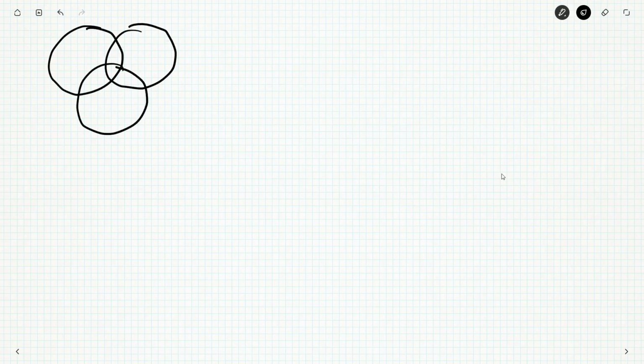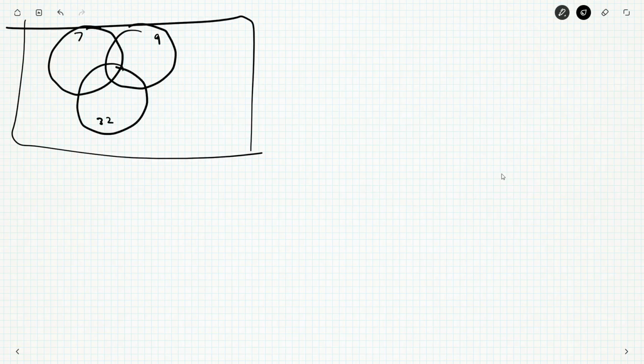So if we imagine a Venn diagram, the numbers in this circle are divisible by 7, these ones by 9, these ones by 32, and everything inside the box is one of the numbers we consider. Everything outside the circles is not divisible by any of them. We want to count this number. Well, to count this number, it's 2016 minus everything that's in the circles.